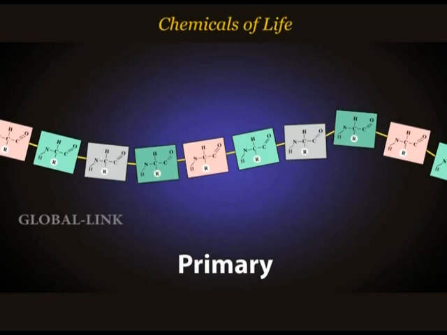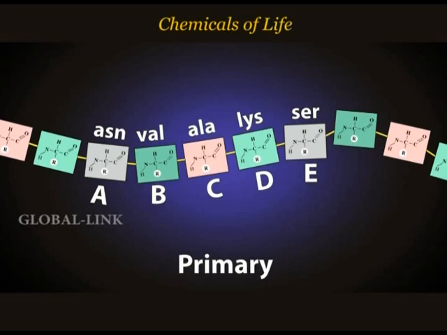Amino acids can be likened to the letters of the alphabet. Just like thousands of words can be constructed by rearranging the 26 letters in our alphabet, so too can different proteins be created by varying the number and sequence of just 20 amino acids.